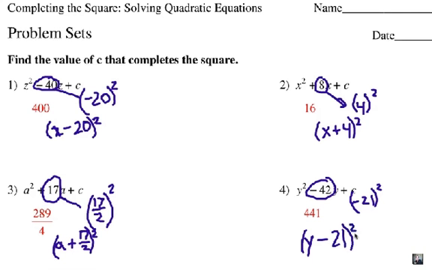All right, so being able to find that third term is called completing the square. All right, that gets us started with this video series. Now we're going to move into being able to do this while solving quadratic equations.